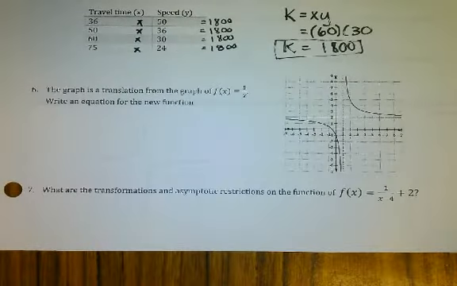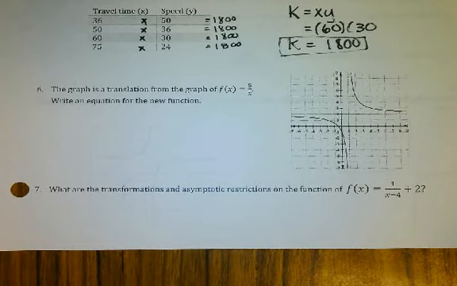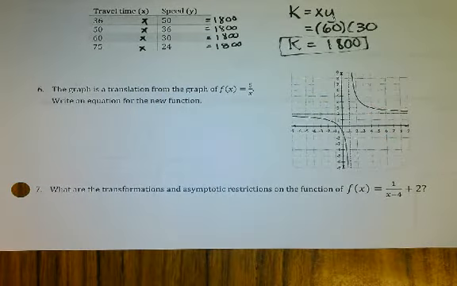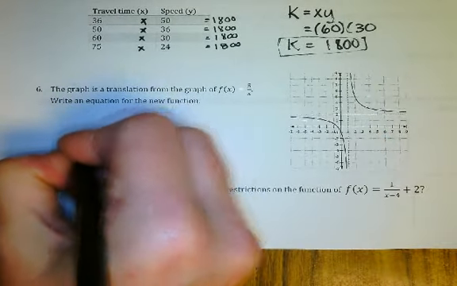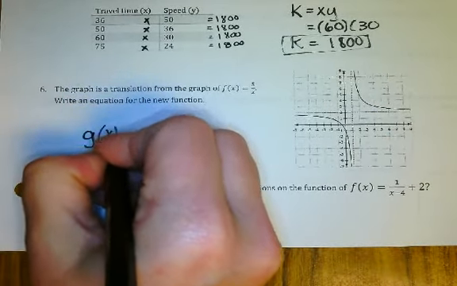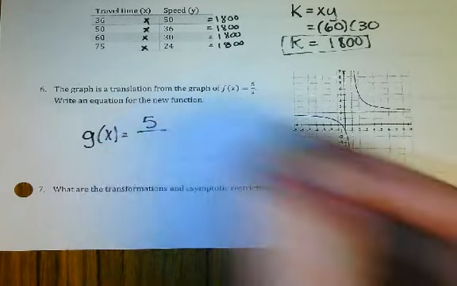Okay, on this one here, it says the graph is a translation from the graph of f of x equals 5 over x. Write an equation for the new function. So on this one here, what I want to look at is, first of all, they're using a 5 right there. So I'm going to do g of x equals 5 over.